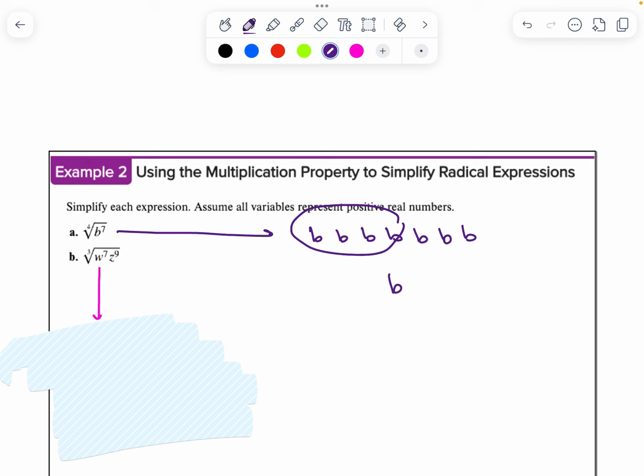But buddies get to go outside. We're using the buddy system. Since I started with a 4th root, I'm going to end with a 4th root. And the things left inside are those 3 guys. B to the 3. That's my final answer.